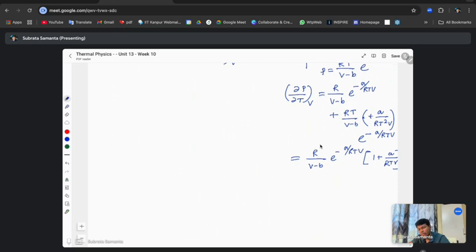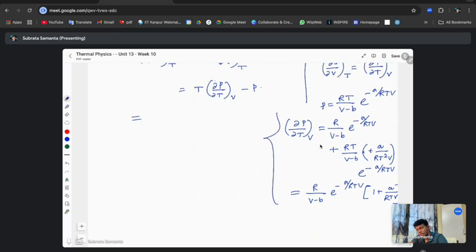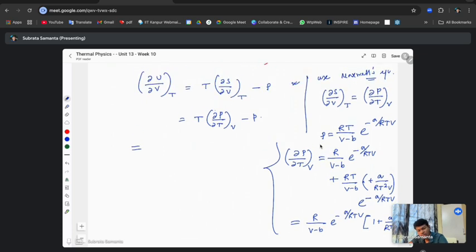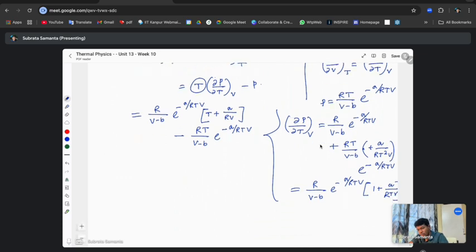Okay, so now we put this in the main equation. So this is basically T times R over V minus B e to the power minus A over RTV. Now we multiply with T, right. So this is basically T plus A over RV minus P. Again we just put the equation of P, so RT over V minus B, and then e to the power minus A over RTV.